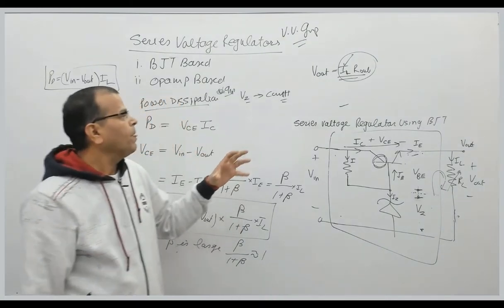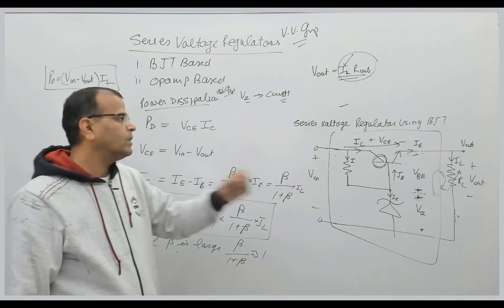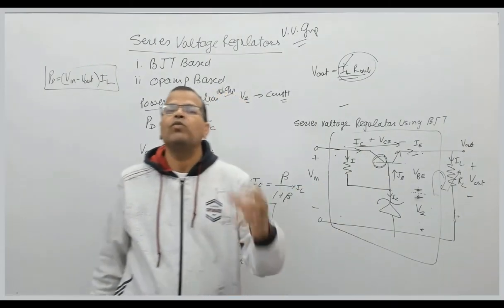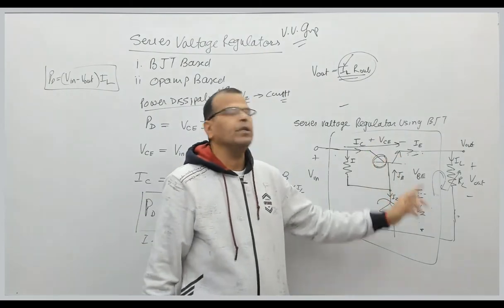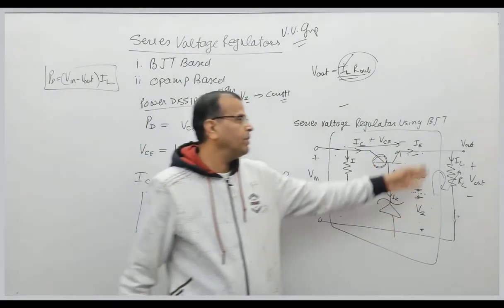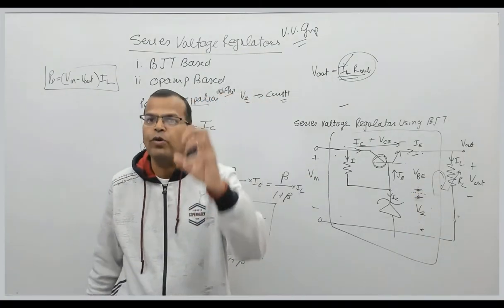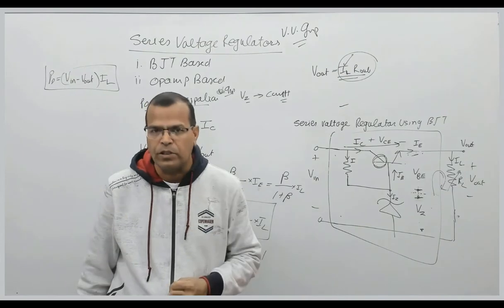But before we proceed with the examples, there are certain points you should remember. First, in this particular circuit voltage regulation is poor. There is power dissipation across the BJT, so there is high power dissipation which limits the output voltage. So output voltage is limited. You don't have large output voltage, so output voltage is small.